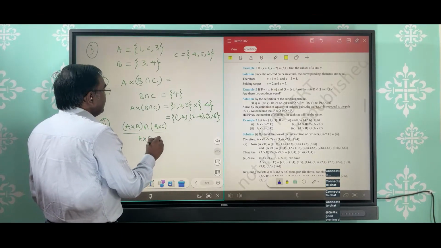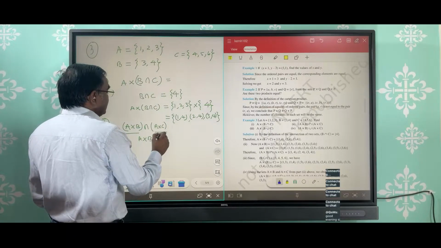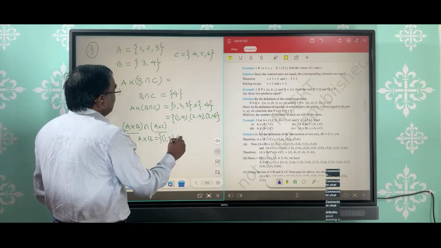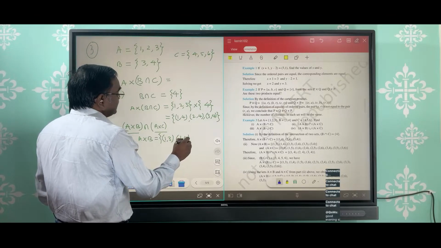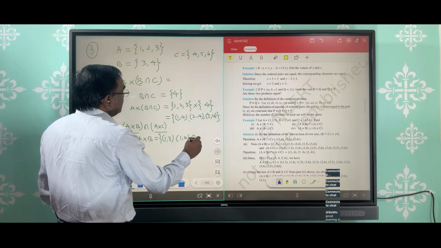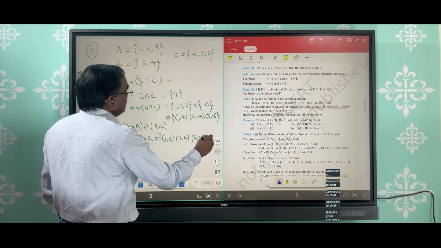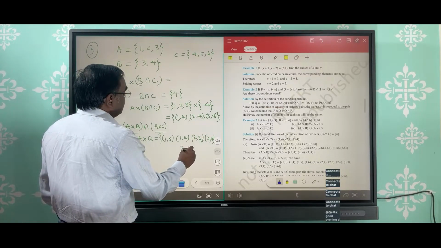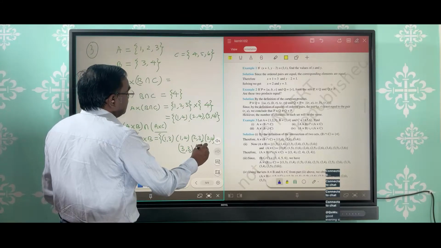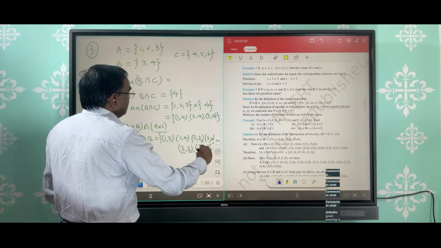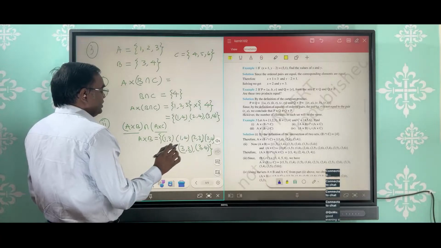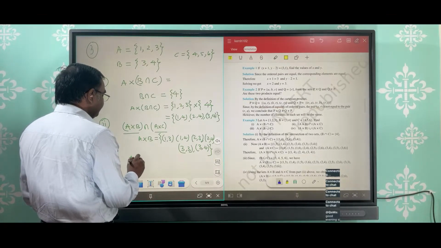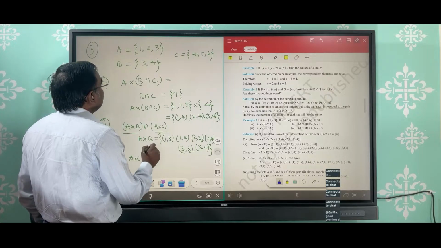A cross B. So A cross B is 1 3, 1 4, total 6 elements, 2 3, 2 4, and 3 3, 3 4. Similarly, you can find A cross C. A cross C, you can find A cross C.